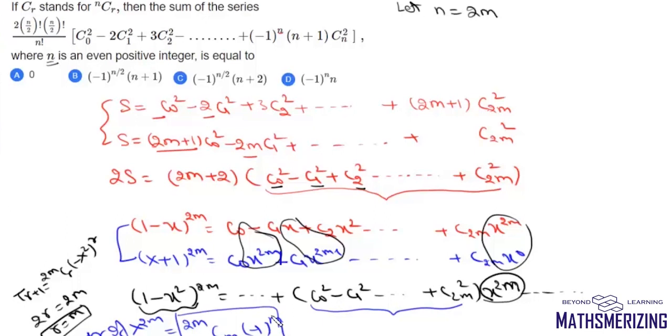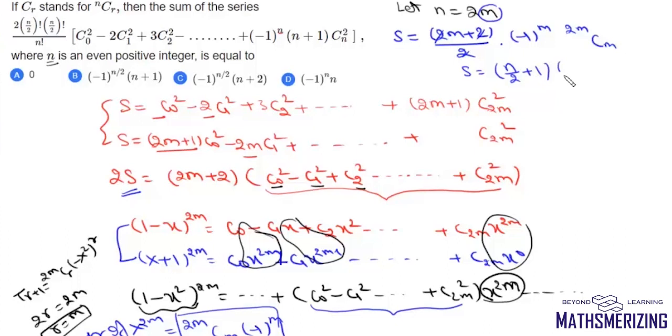So the answer to this series is 2mCm (-1) to the power m. So I can write the answer to this series as S equals (2m + 2) divided by 2, and then the sum of this series, which is (-1) to the power m and 2mCm. So I'll cancel this 2 here, and then I'll write m as n by 2. So I'll write S as (n/2 + 1) (-1) to the power n/2, and then it'll be nC(n/2).